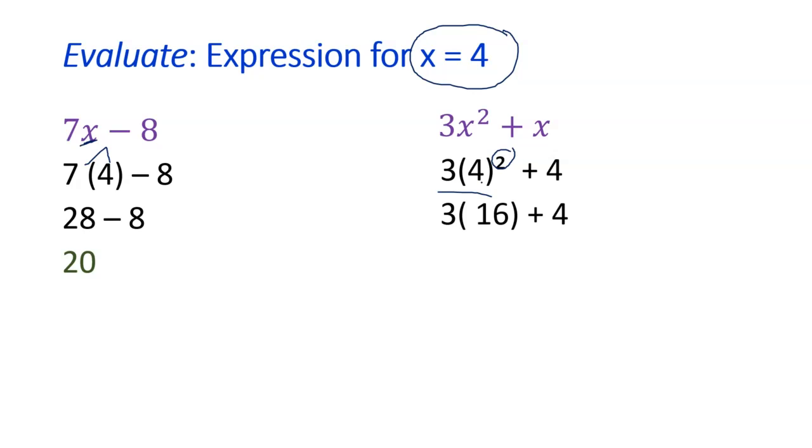That's how I got 3 times 16 plus 4. Obviously, I'm going to multiply now before I add. 3 times 16, that will give me 48 plus 4. The final result will give me 54 as the final answer. In the next slide, we will evaluate the expression again, but this time my example will have 2 different variables.